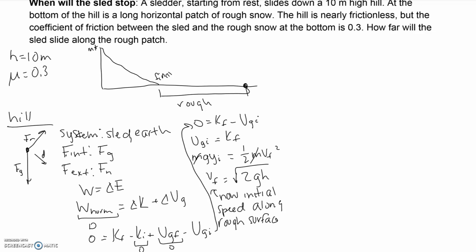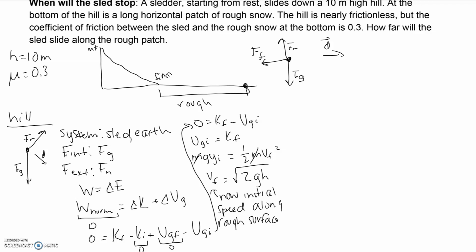So looking at our rough surface, now we've got the second part of this problem. Drawing a free body diagram for our sled, we've got normal force upward, force of gravity downward, and then we've got friction. Well, our object's moving to the right, so friction is going to be in the opposite direction. Force of friction. I'll write off to the side here to note our displacement of our object is rightward. Our object's moving to the right.